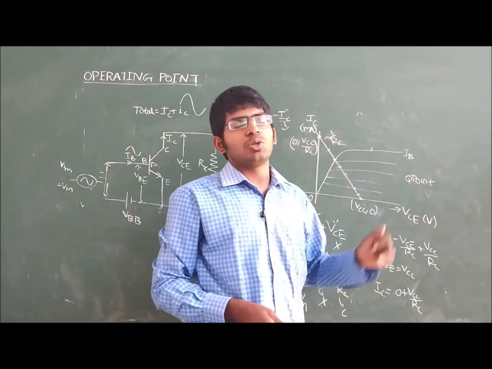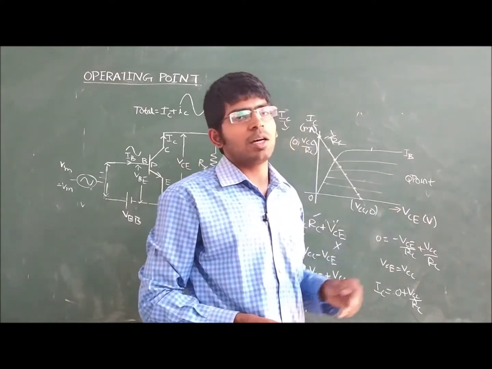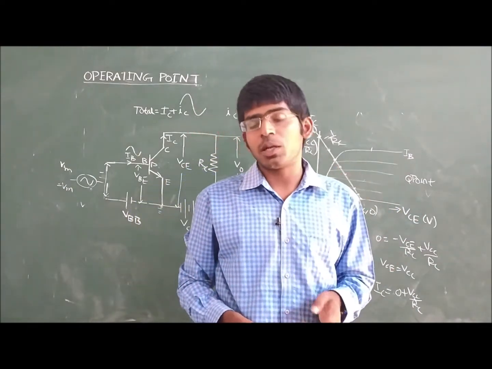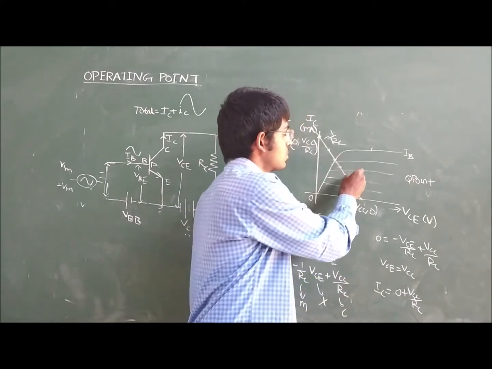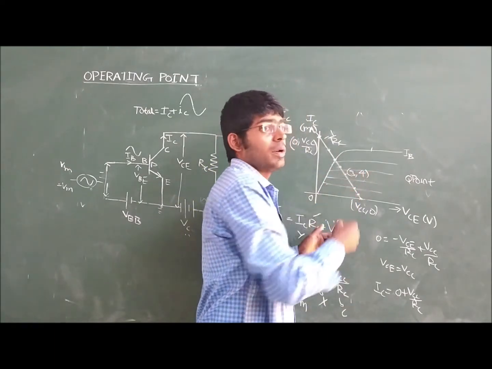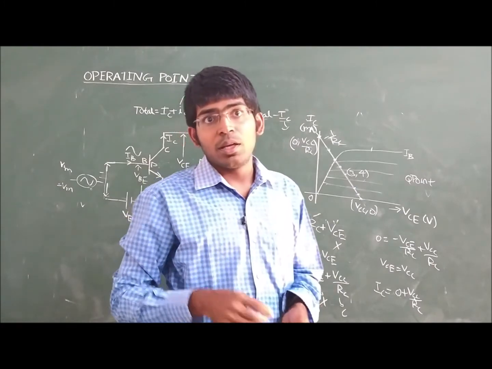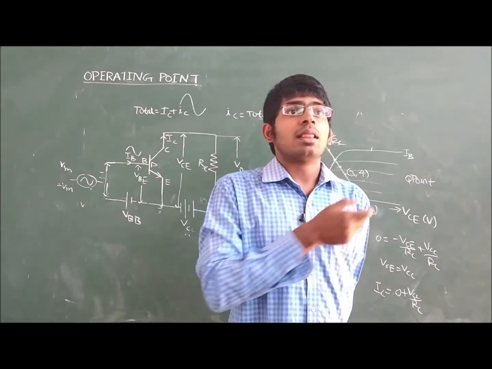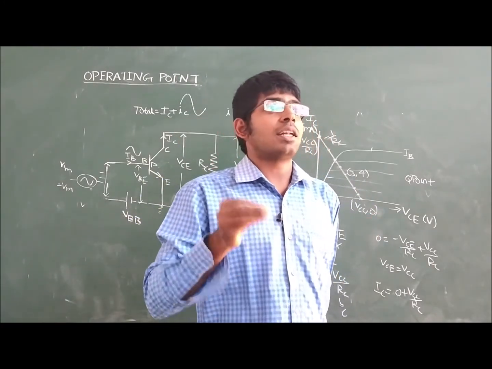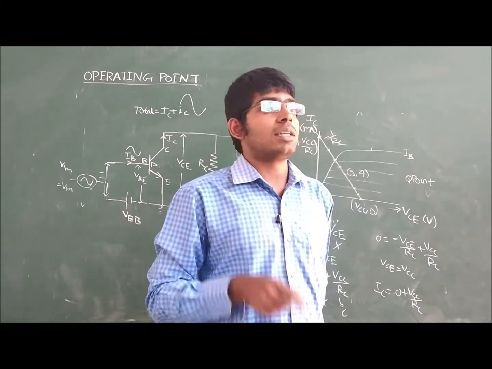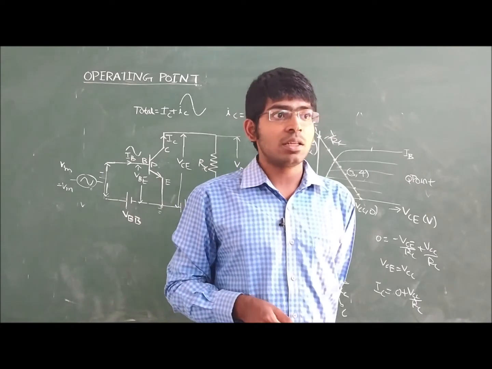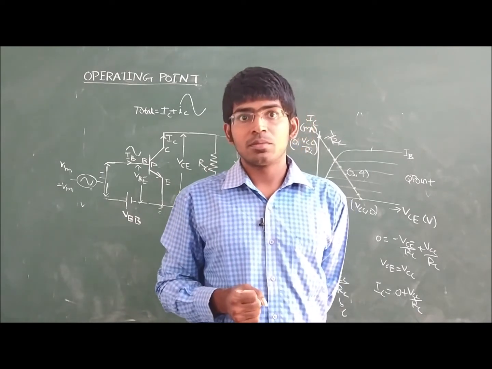Whenever any person comes to you and says the operating point of this transistor is 3,4, that means the transistor is operating at 3 volts and 4 milliamperes. If any person says the operating point of this transistor is 10,15, that means the transistor output voltage is 10 volts and the output current is 15 milliamperes.